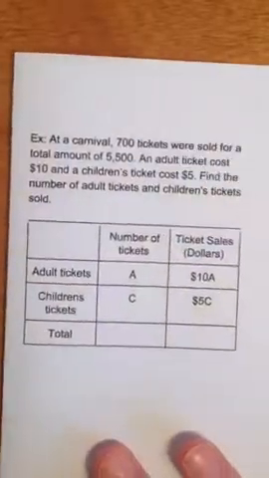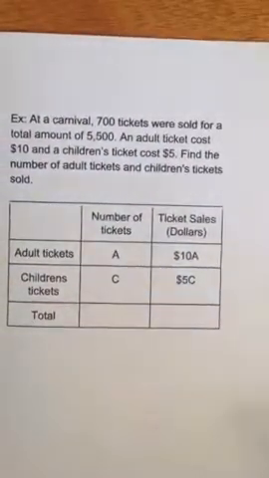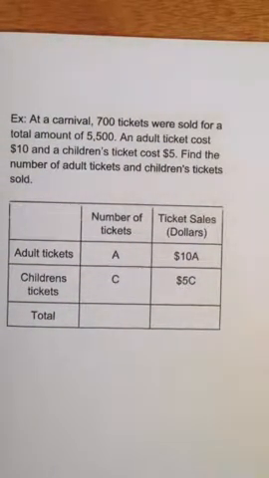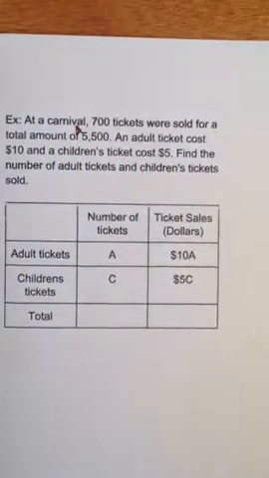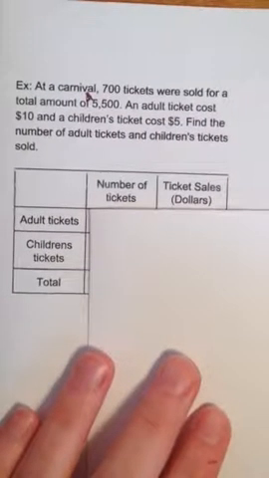All right. So question 1. They are word problems. You can do these though, I promise. So it says, at a carnival, 700 tickets were sold for a total amount of $5,500. There should be a dollar symbol there. An adult ticket costs $10 and a child's ticket costs $5. Find the number of adult tickets and the children's tickets sold. Okay? So they want to know how many of each type of ticket I'm selling.